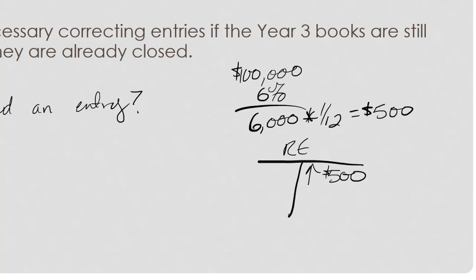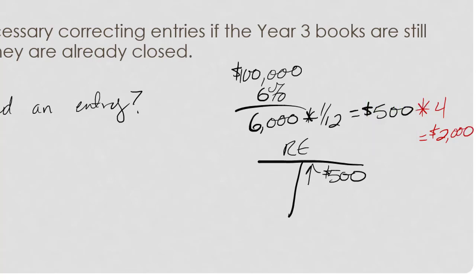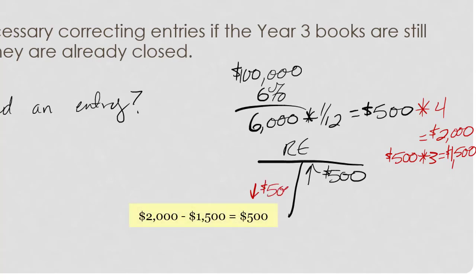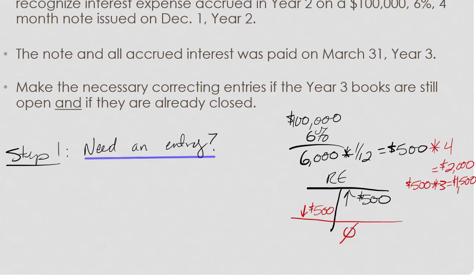So now we get to March. In March of year 3, 4 months have passed. I record $2,000 in interest expense. I shouldn't have. I should have only recorded 500 times 3, so $1,500 total. So in this case, in year 3, interest expense is too high, which means net income is too low, which means retained earnings will drop by $500. An increase of 500, a decrease of 500, the net effect is 0. Therefore, it's counterbalancing. So the question is, do I need to make an entry?